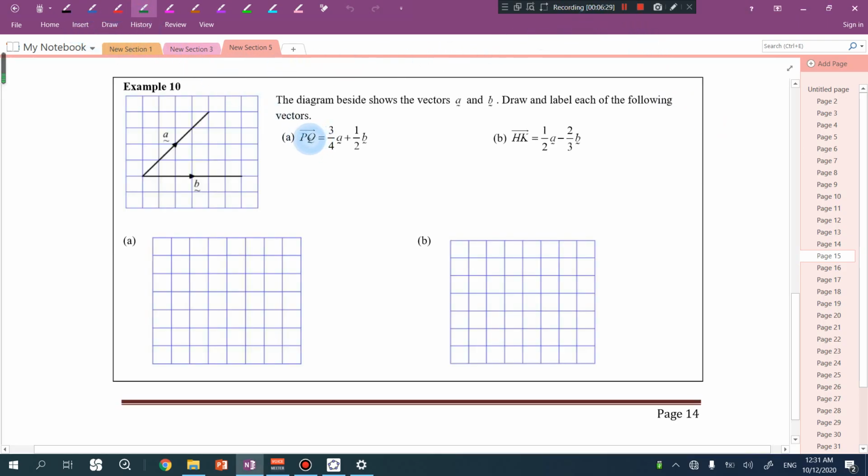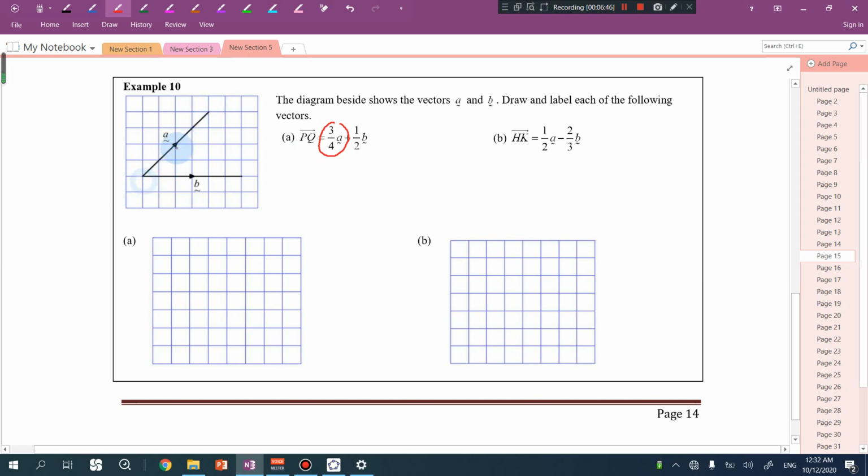Okay, we want to draw PQ. PQ is equal to 3 over 4a plus 1 over 2b. So this is a, 1a, and this is 1b. So now let's figure out how to get 3 over 4a first.